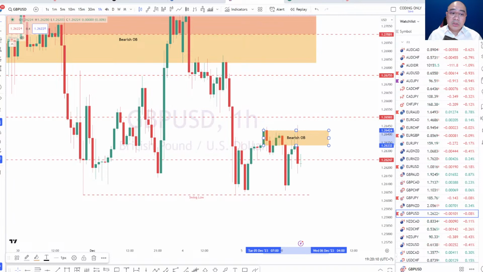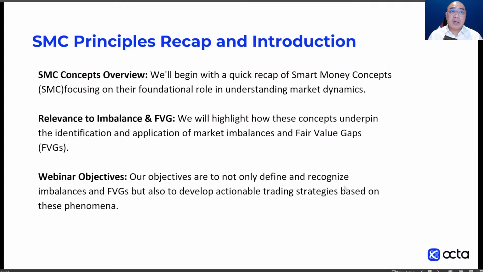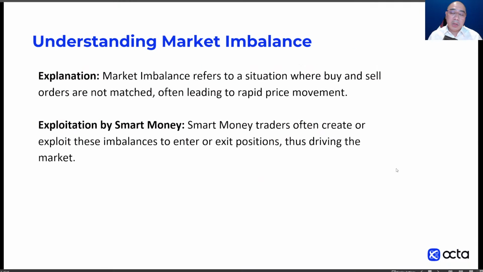Okay, so we're going to continue into that because what we're looking at there is a little bit of an imbalance in the market. A market imbalance refers to a situation where the buy and sell orders are not matched, often leading to a rapid price movement. Now, smart money traders often create or exploit these imbalances. Remember, the word there is actually create, okay, or exploit.